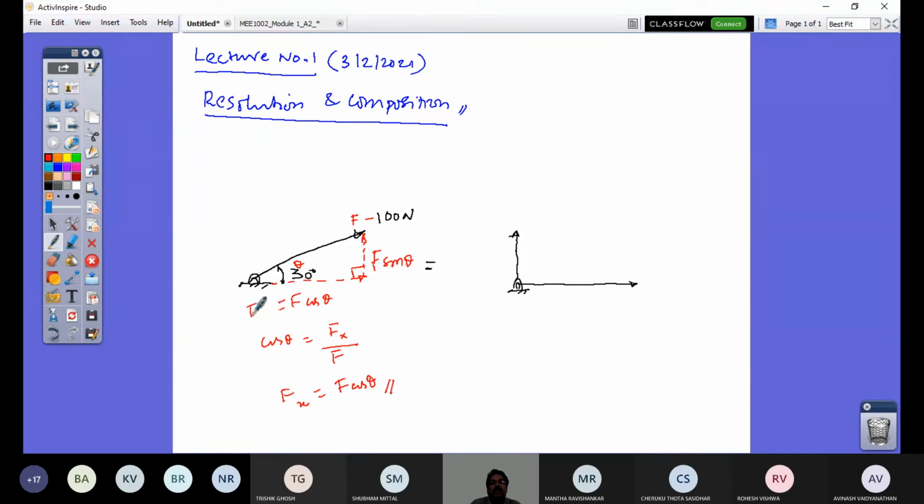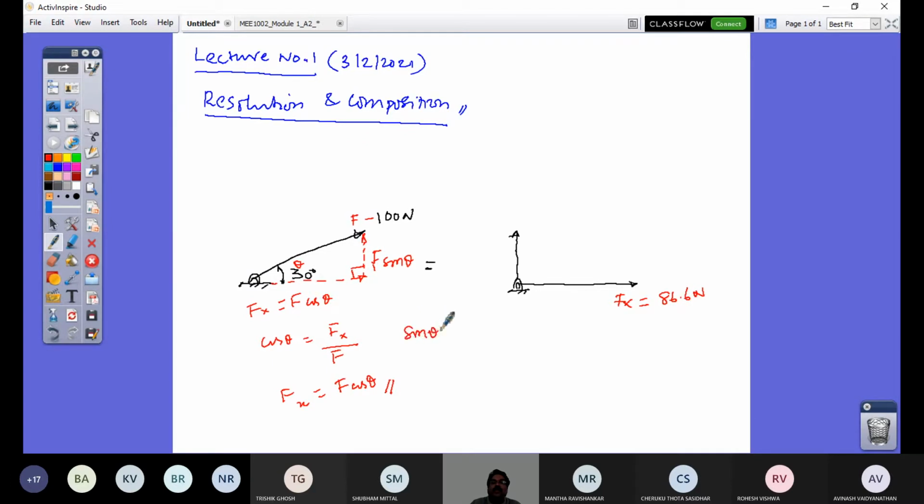So this is your Fx, the horizontal component. Here the angle is 30 degrees, so it's going to be 100 cos 30. So this Fx is 86.6 Newton, right?